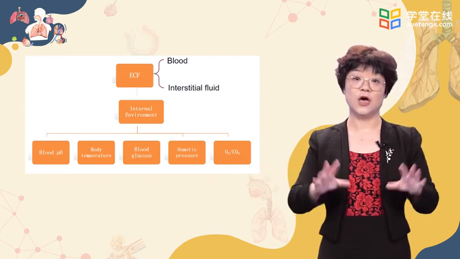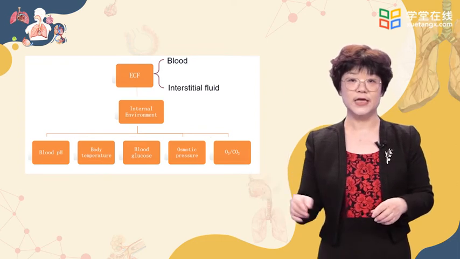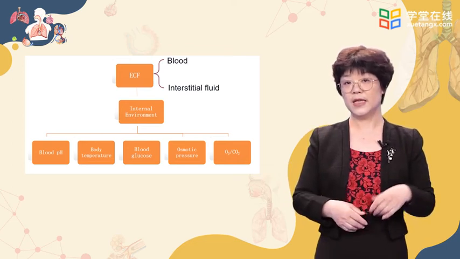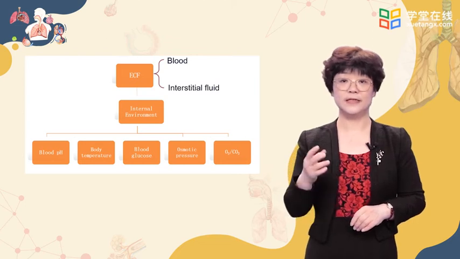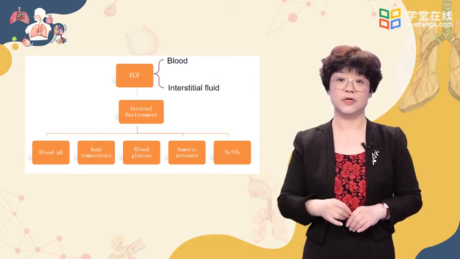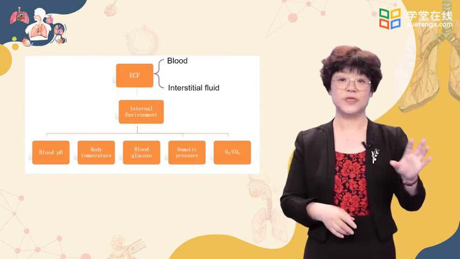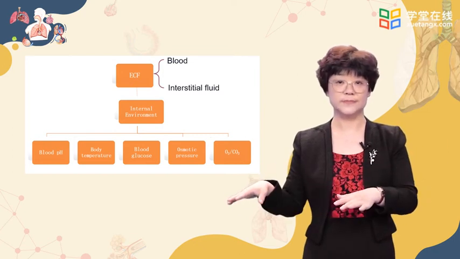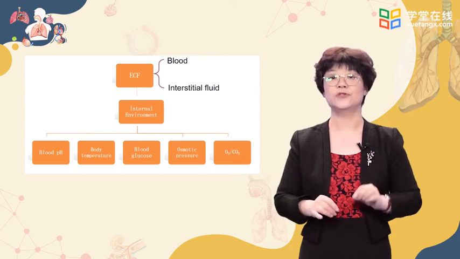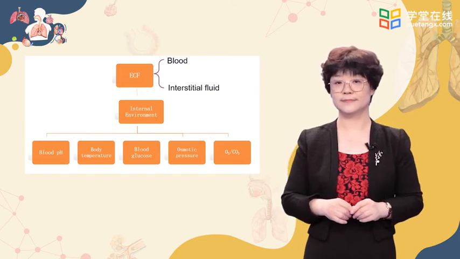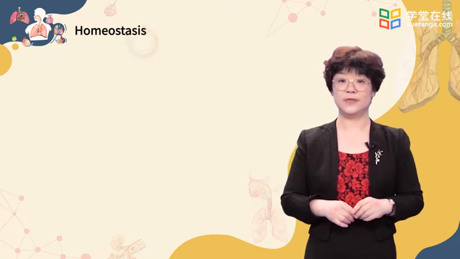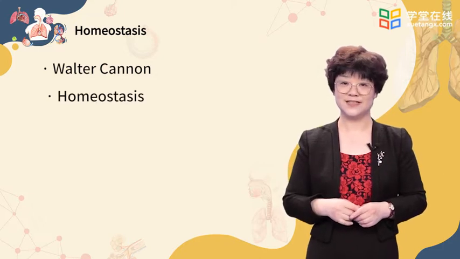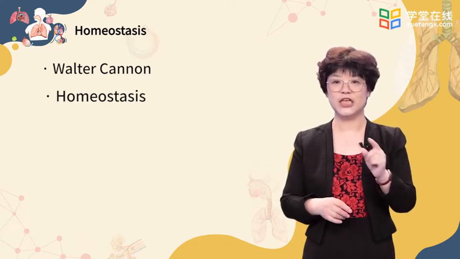The extracellular fluid constantly moves throughout the body. It contains a very diverse amount of materials. The level of these substances and the physical and chemical characters of extracellular fluid, such as the pH value, temperature, and osmotic pressure, may fluctuate, but within a very narrow physiological range. About 90 years ago, an American physiologist, Walter Cannon, invented a term, homeostasis, to describe this relatively stable condition.